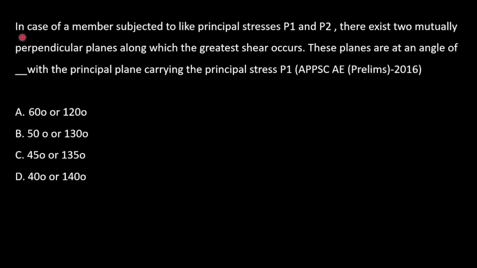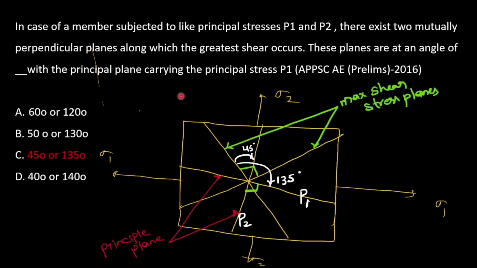Next question. In case of a member subjected to like principal stresses P1 and P2, there exist two mutually perpendicular planes along which the greatest shear occurs. These planes are at an angle of dash with the principal plane carrying the principal stress P1.